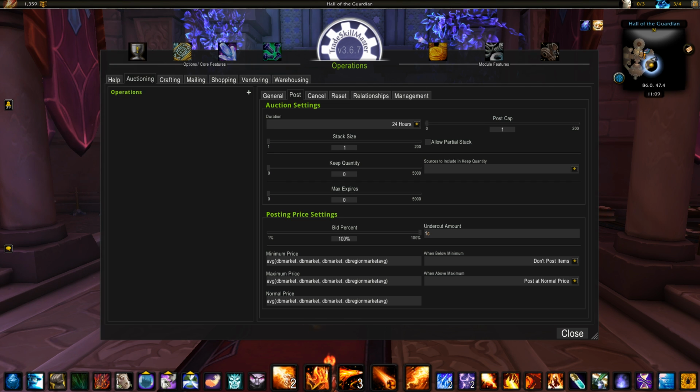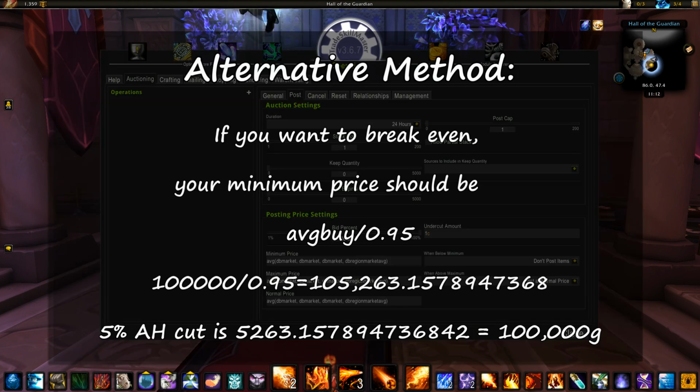So for those of you who want to see it the other way, here it is. If you want to break even, your minimum price should be average buy divided by 0.95. That's going to take into account your 5% auction house cut, and then when you do sell the item, you're going to get back 100,000 gold even. So you're not losing any gold, and you're not making any gold. That's your break-even point.